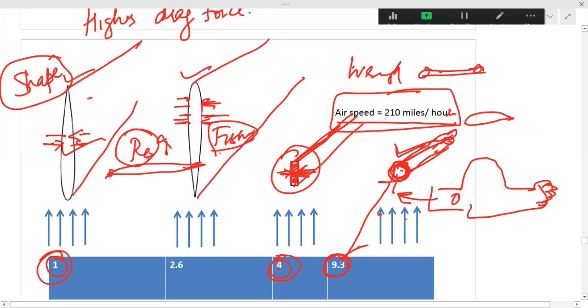Low Reynolds number, high. Yes, had it been low Reynolds number, then they would not be streamlined. Then you can think about it.